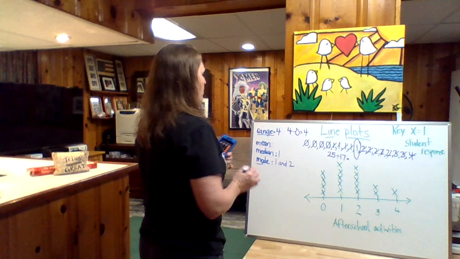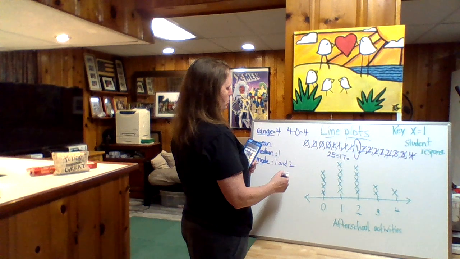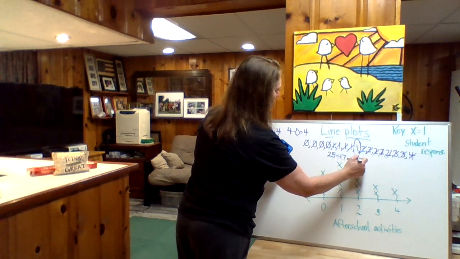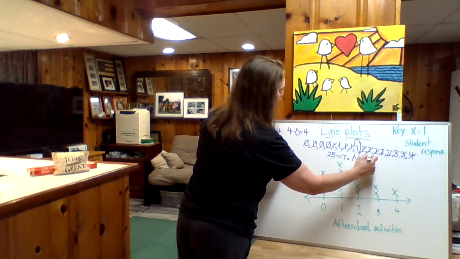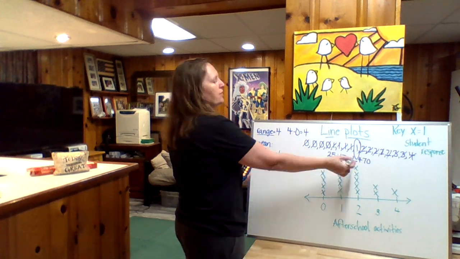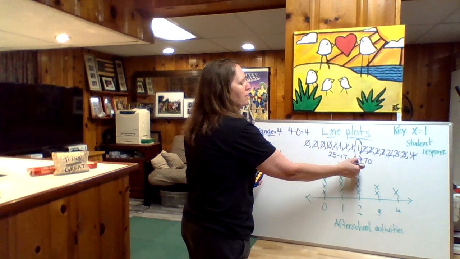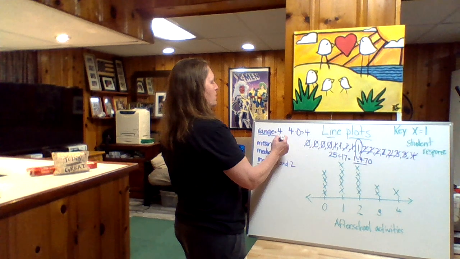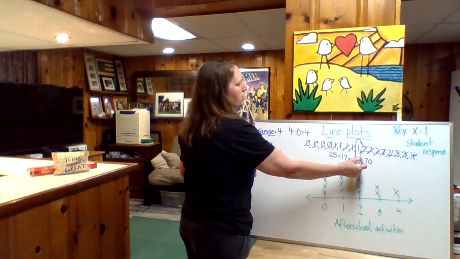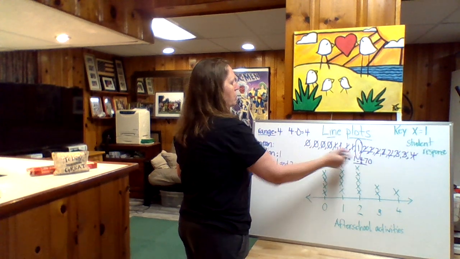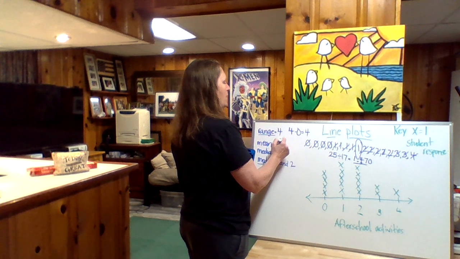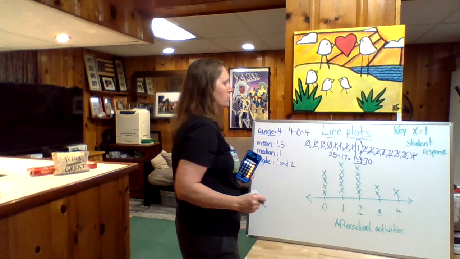We're going to round that. It was 1.470 going on and on and on. So let's just round it to the nearest tenth. So 4/10 is going to round up because of that 7. So 1.5 is our mean.